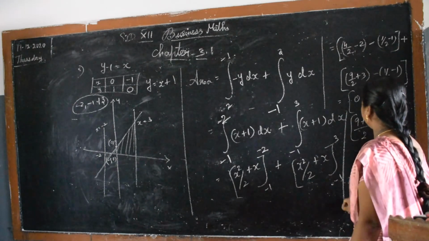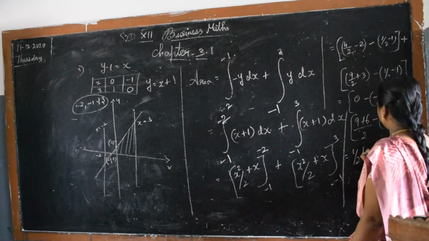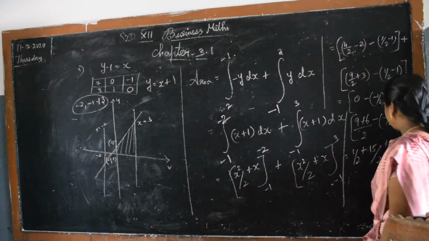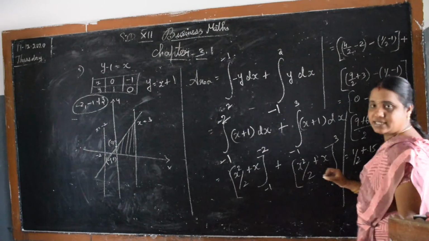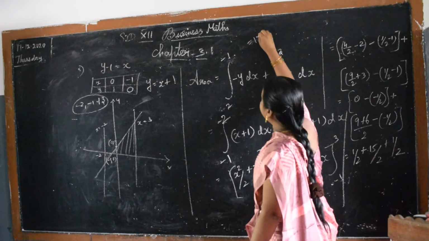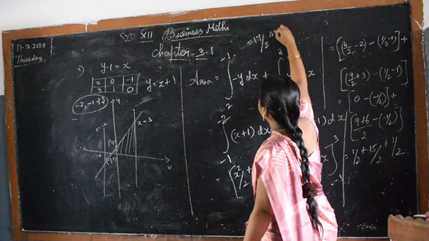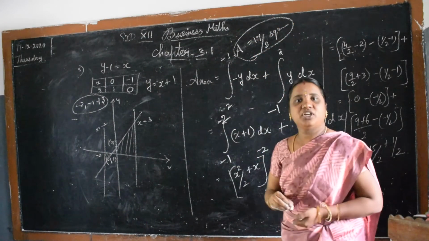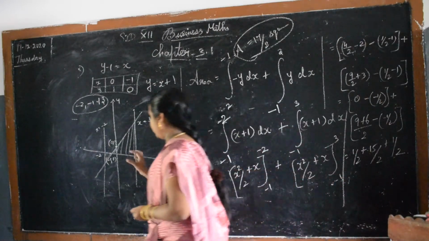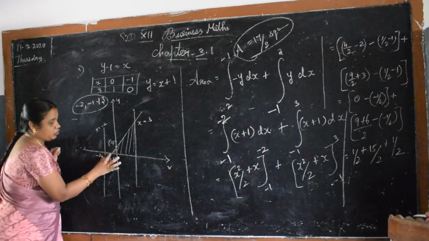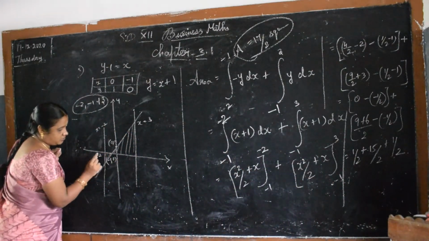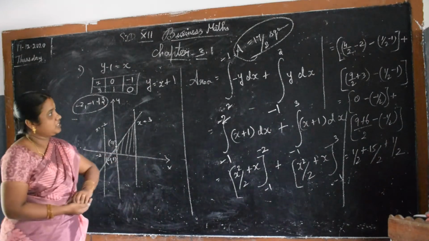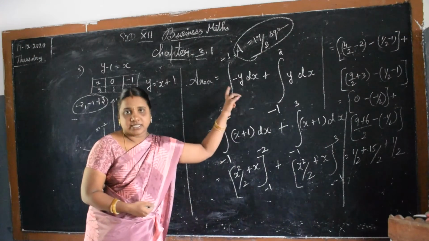What is the answer for this? 1 by 2 plus 15 by 2, minus into minus here is plus 1 by 2. Our answer is 17 by 2 square units. Area. This is the answer. Have you understood, children? Here we have to find the area bounded by the curve in these two regions, minus 2 to minus 1, after minus 1 to 3. So we are applying two integrals. Okay?